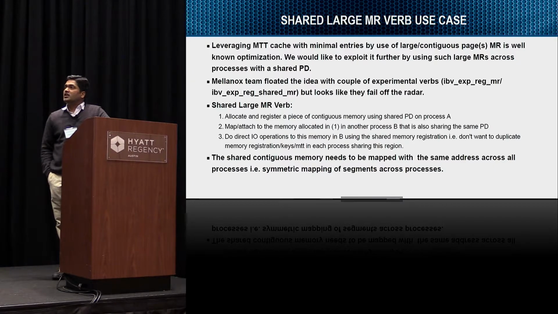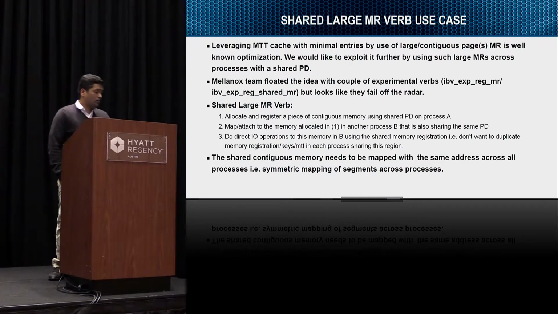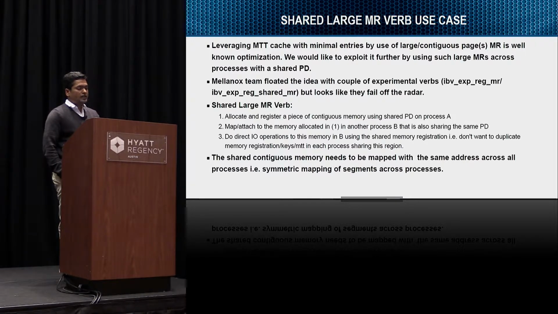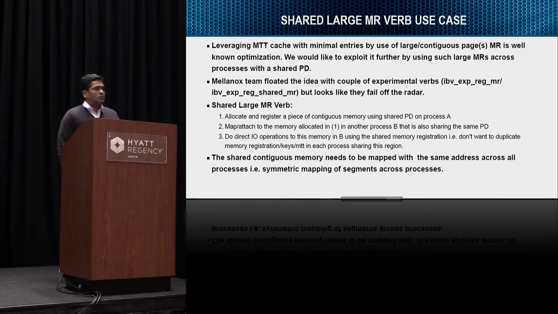So continuing the theme on the shared PD, we were also thinking of a verb called shared MR, or a contig MR might be more appropriate, which can help us to reduce those MTTs. At one point of time, Mellanox OFED floated a couple of experimental verbs. They were called regMR and experimental regMR and shared MR. But I guess they were dropped later. I happened to follow that discussion on the mailing list as well.